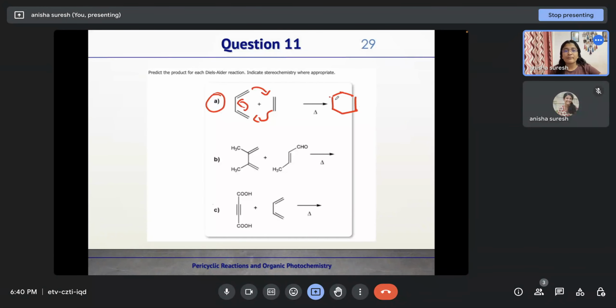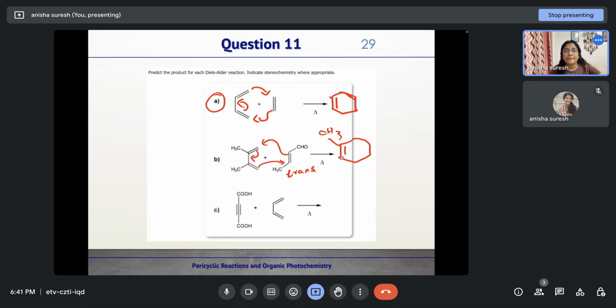this classical cyclohexene. And in the second case, we are having a disubstituted diene and this dienophile. So this dienophile is trans. So this trans stereochemistry will be maintained in the product. Okay. So this will add on to this. This will add on to this and a double bond will be formed here.